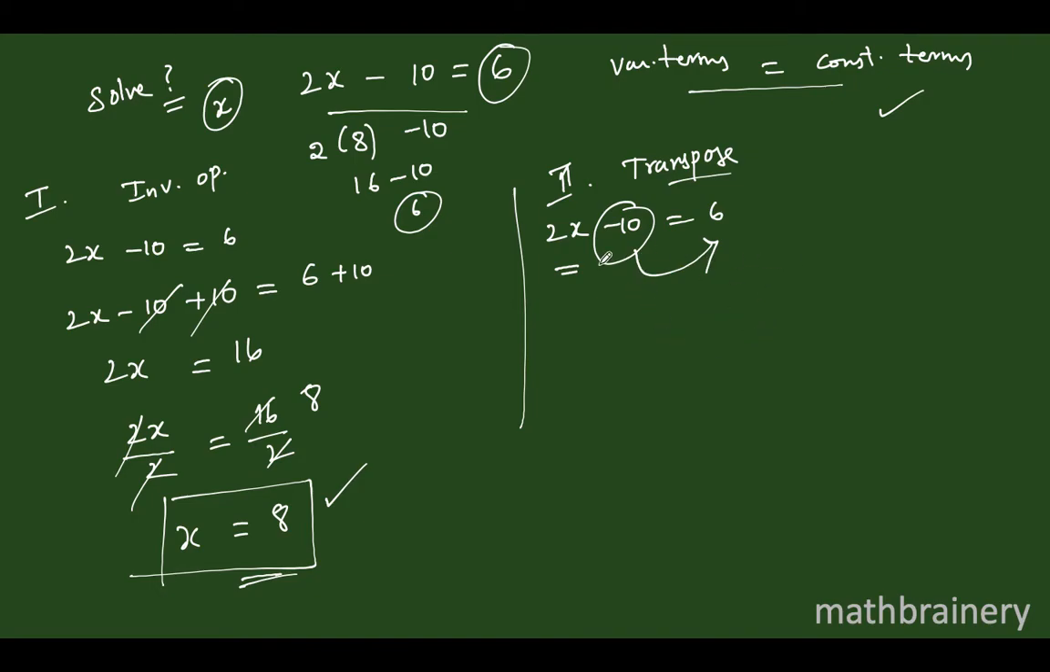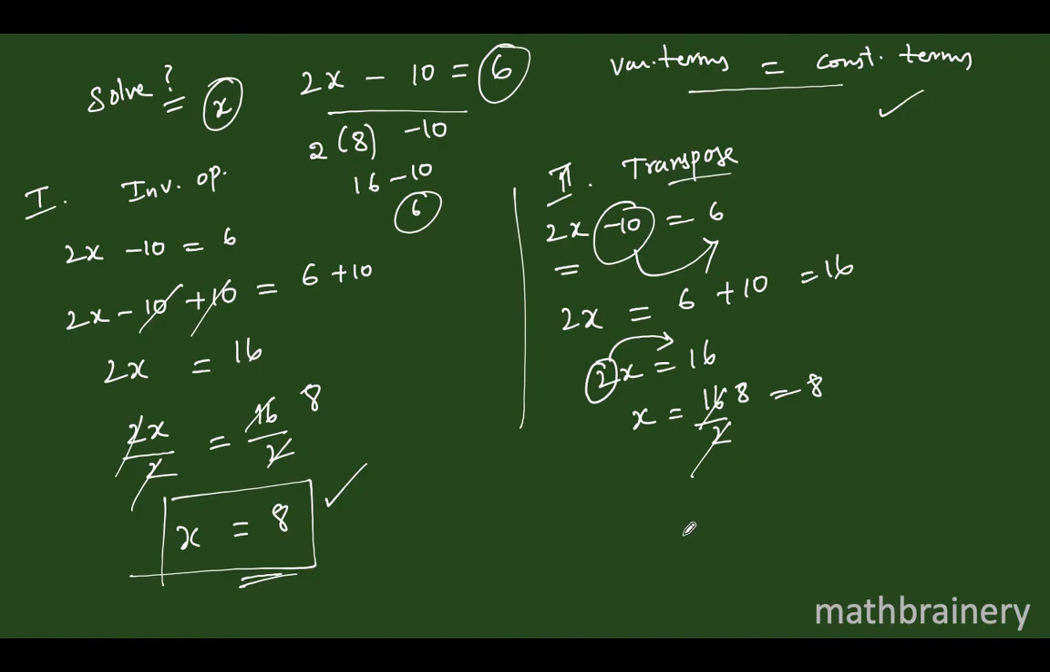And when we transpose it, here minus 10, when it transposes to the right hand side, it changes its sign to plus 10. That means your 2x must be 6 plus 10. Alright, 6 plus 10 is 16. So you have 2x is equal to 16 now. Again, I want only the value of x, but I have a 2 here. So I should be transposing this 2. Here 2 is in multiplication with x. When it is transposed to the right hand side, its operation changes to division. Now you have 16 divided by 2, which is 8, since 2 times 8 is 16. So the value of x is 8, which is the same result.